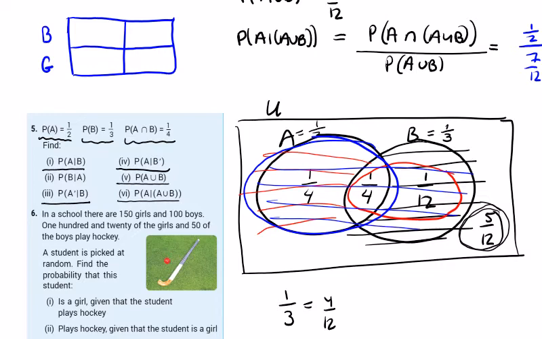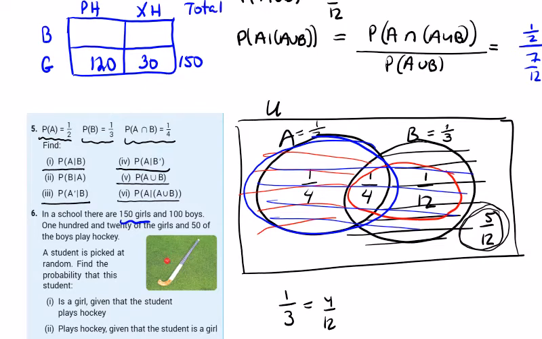120 of the girls play hockey. So play hockey and no hockey. So 120 of the girls play hockey, and there's 150 of them, so 30 don't. There's our total.